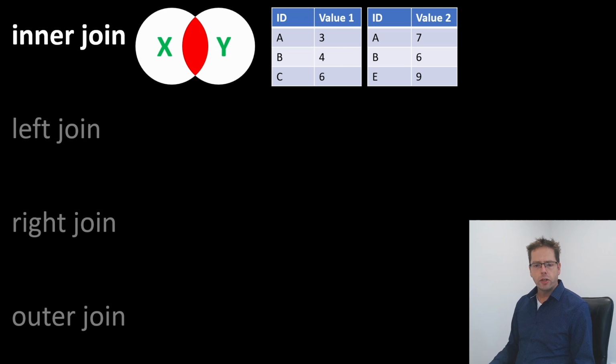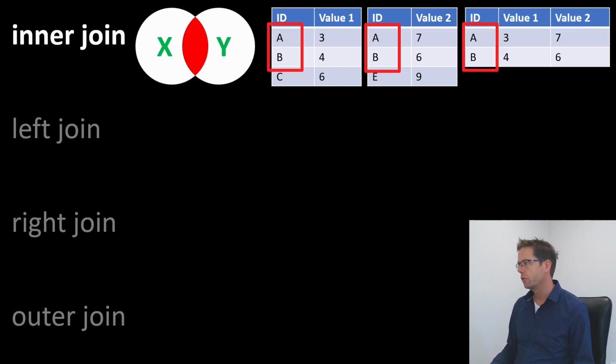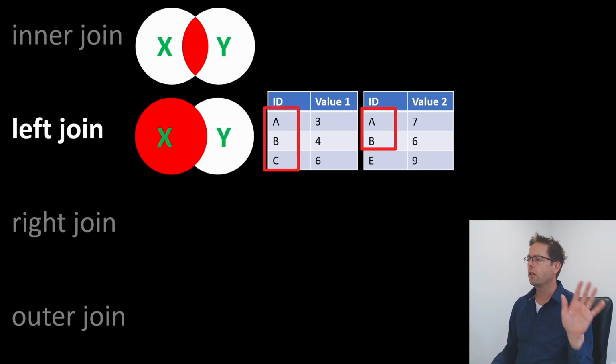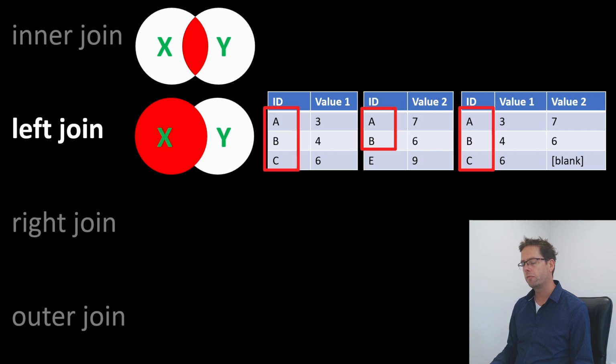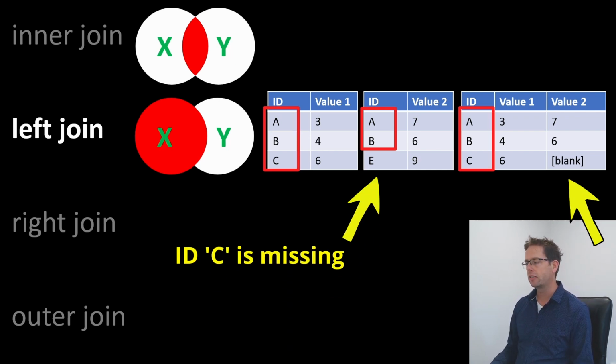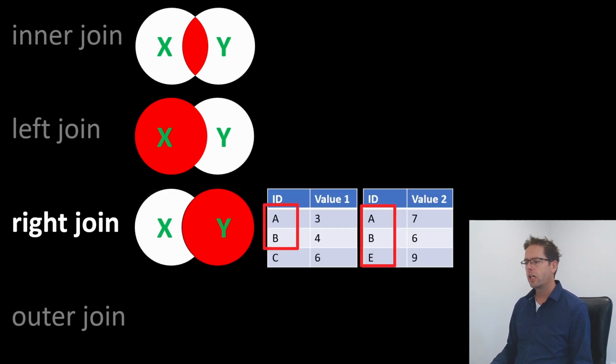The inner join will combine records from 2 tables where there are matching values in the common field. So in this particular case, we have A and B in both of the tables, and therefore the result of the inner join would be a table with only 2 rows, A and B. If we do a left join, we basically say give us everything from the left table and match with whatever we can find in the right table. So as a result, we get a table of 3 when using a left join. So we get records A, B, and C. But record C for value 2 will be blank because it did not exist in the second table, or table Y.